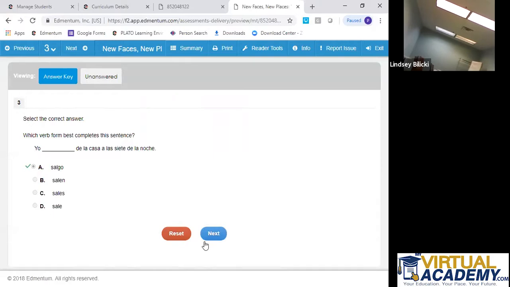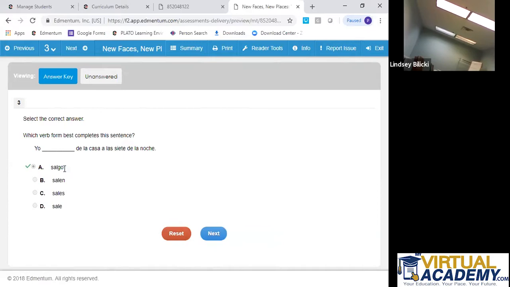Which verb form best completes this sentence? Yo, blank, de la casa a las 7 de la noche. So, yo. Again, each time that you speak in first person, which is yourself, the verb will finish in O. So, yo salgo, like you just leave from the house at 7 at night.